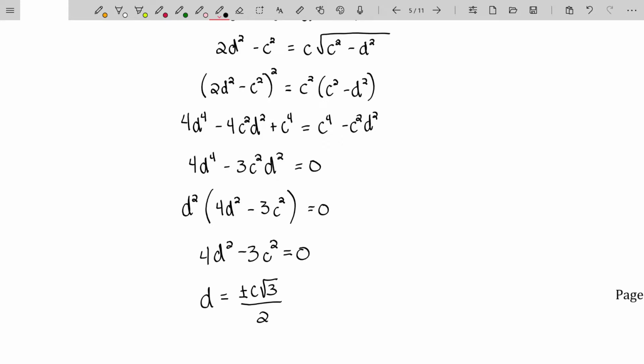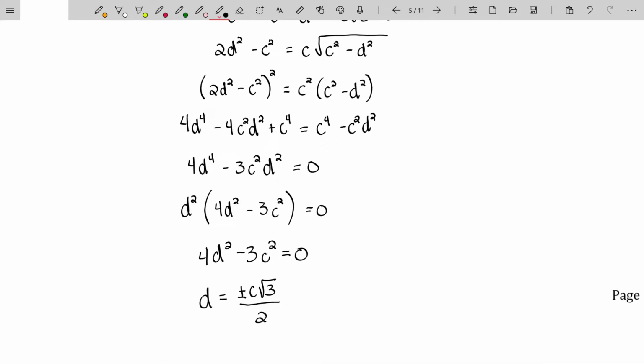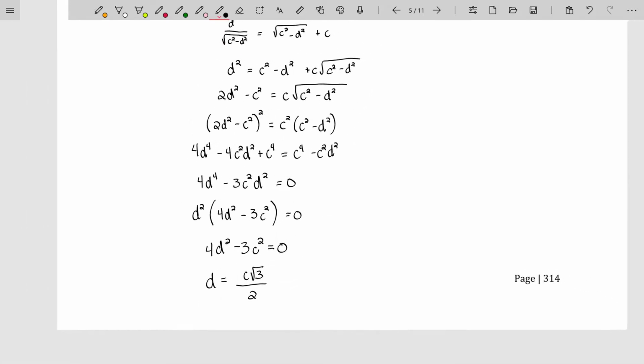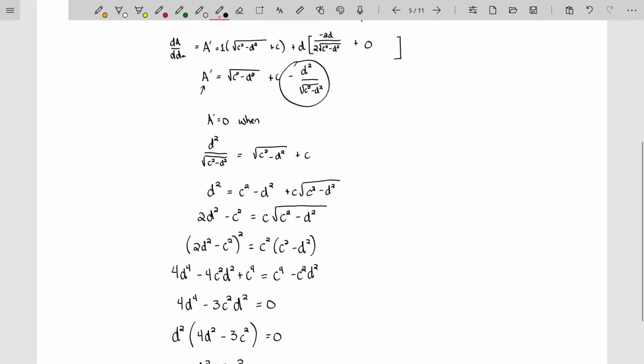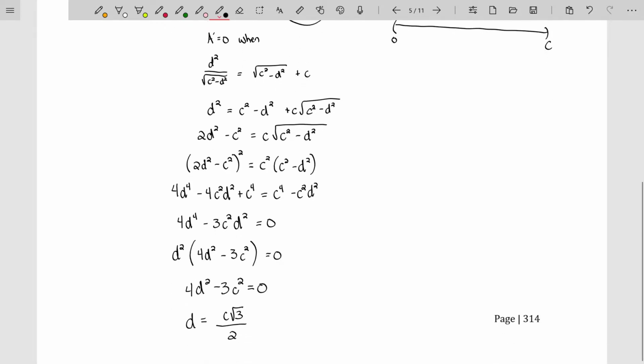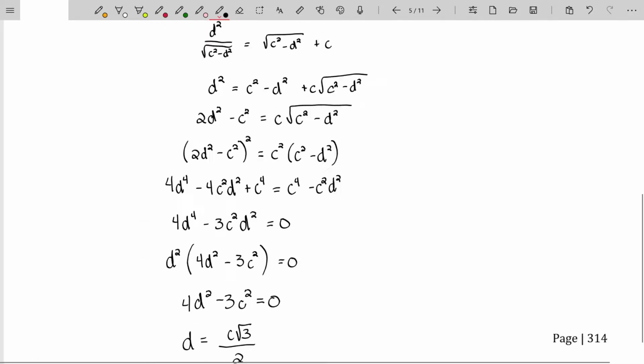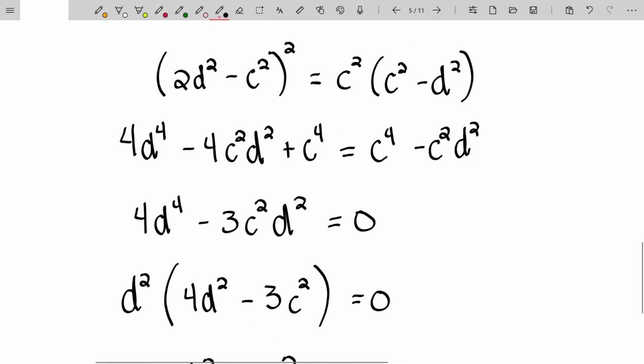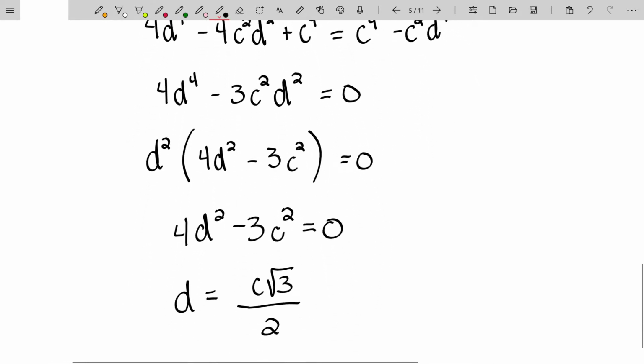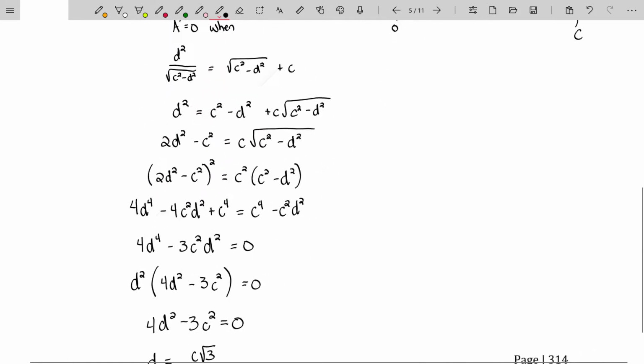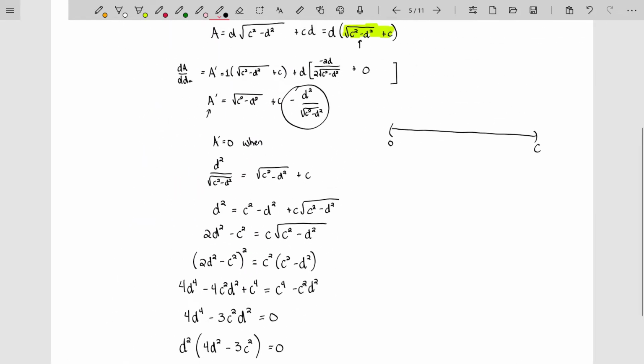However, d is a depth, it will not be negative, so we're just going to deal with the positive. Now, draw a number line. Remember that our domain goes from 0 to c, so we don't really have a lot of room to play with here. Our critical numbers actually occurred when d was 0 and when d is c root 3 over 2. C root 3 over 2 is probably right around here, let's just pretend.